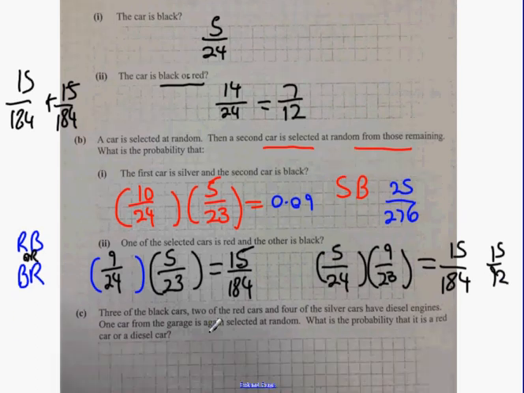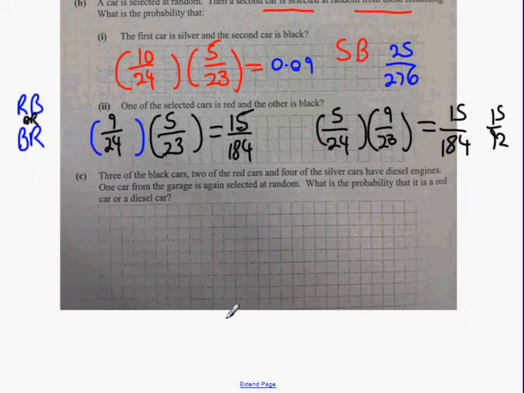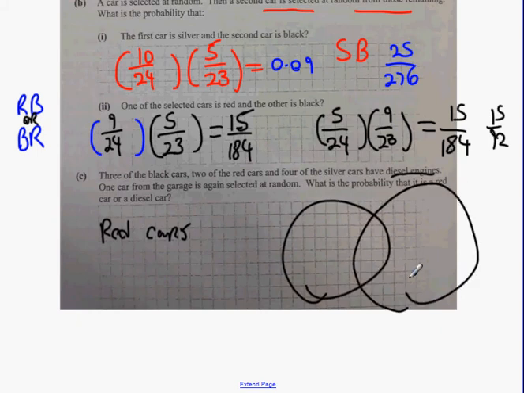Now, 3 of the black cars, 2 of the red cars, and 4 of the silver cars have diesel engines. 1 car from the garage is again selected at random. Find the probability that it is a red or a diesel car. Now here's the problem, guys, okay? How many red cars do we have? 9. So I'm going to do it this way. Red and diesel. How many cars are both diesel and red?